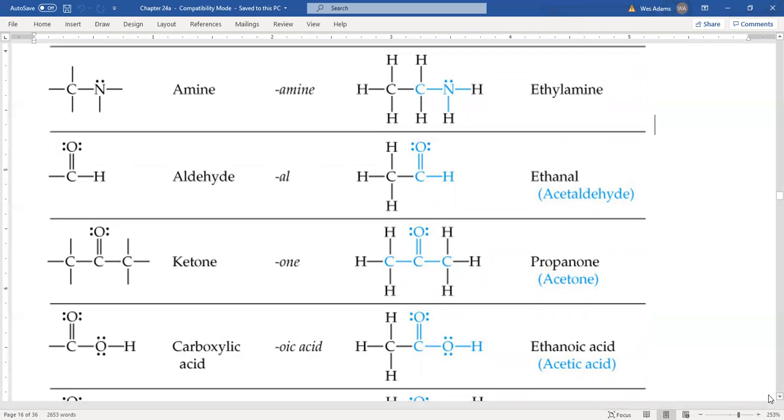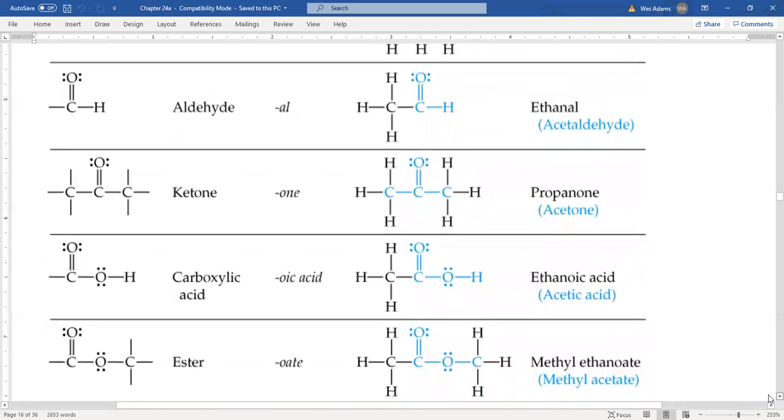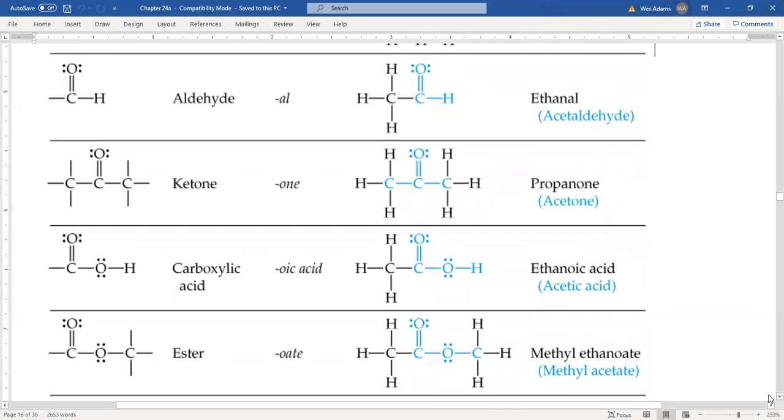The carbon double bond oxygen with the OH, so it's the carbonyl essentially plus an alcohol group. That's the COOH we talked about earlier in the semester. That's a carboxylic acid, and a lot of these organic acids have that COOH group. In this case, it's ethanoic acid or acetic acid. And then we have the ester, where instead of the H on the end, like it was for the carboxylic acid, there's another carbon containing group. For example, we have methyl ethanoate or methyl acetate.